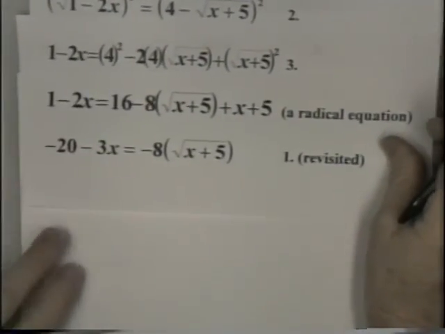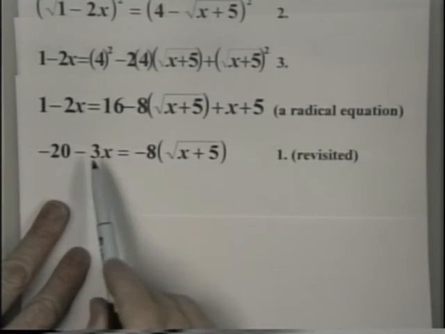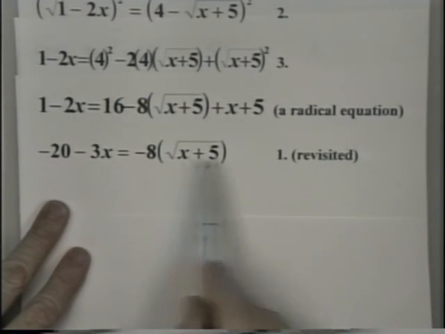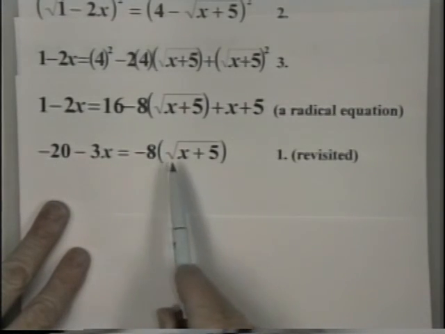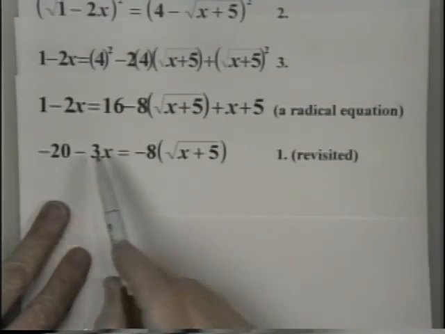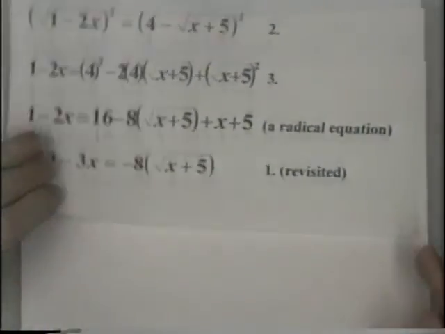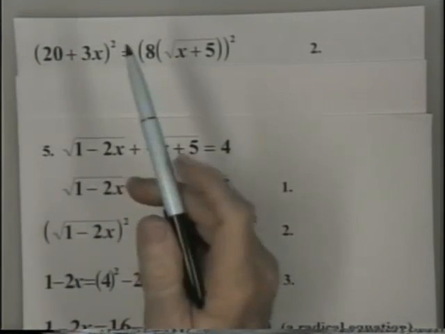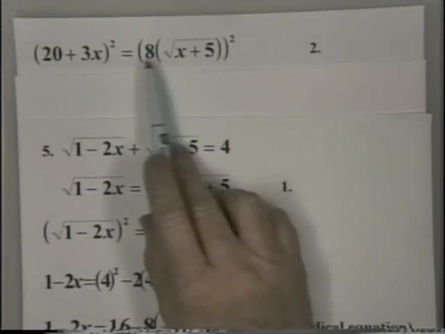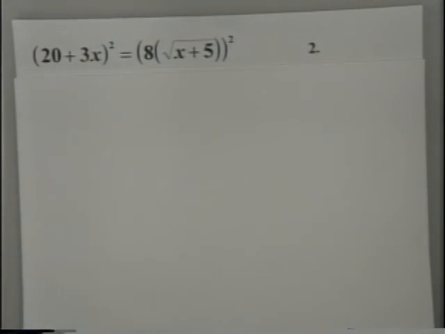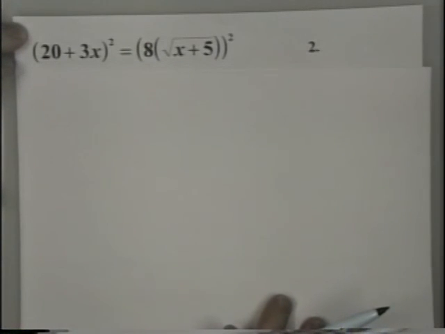We had down here negative 20 minus 3x equals a negative 8 times that. Well, a real obvious thing to do here would be to multiply through by negative 1 and make all those positive, and that's what I did in this step. Made that a positive 20, made that a positive 3x, made that a positive 8. And then square both sides. You don't have to do that, but it's just easier if you do.